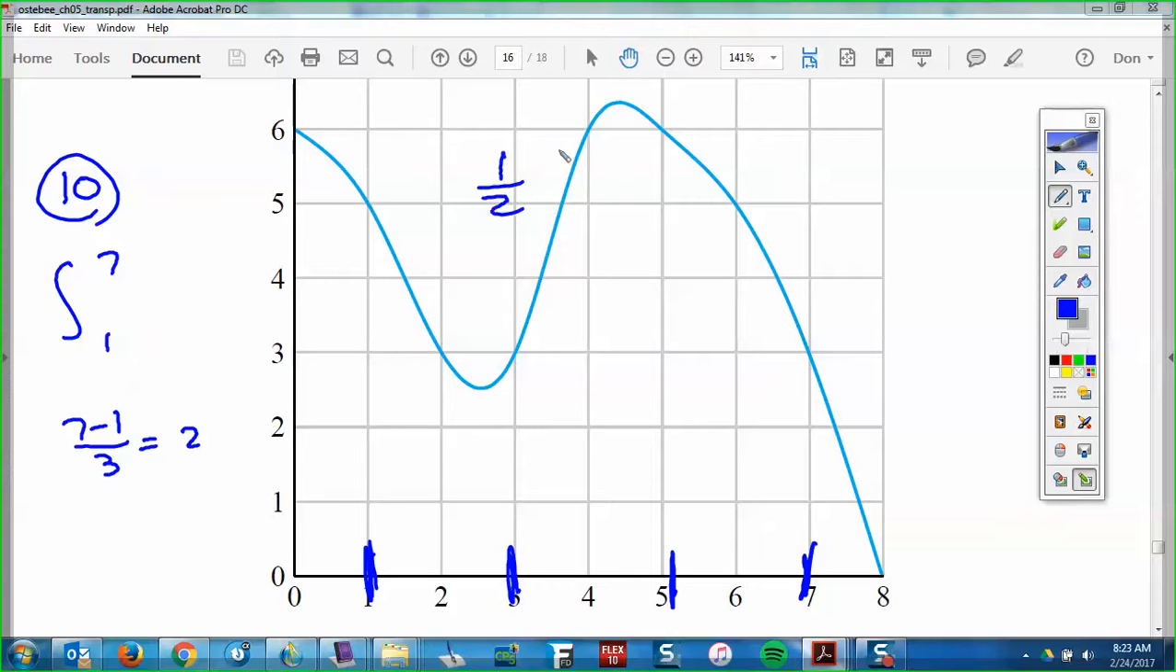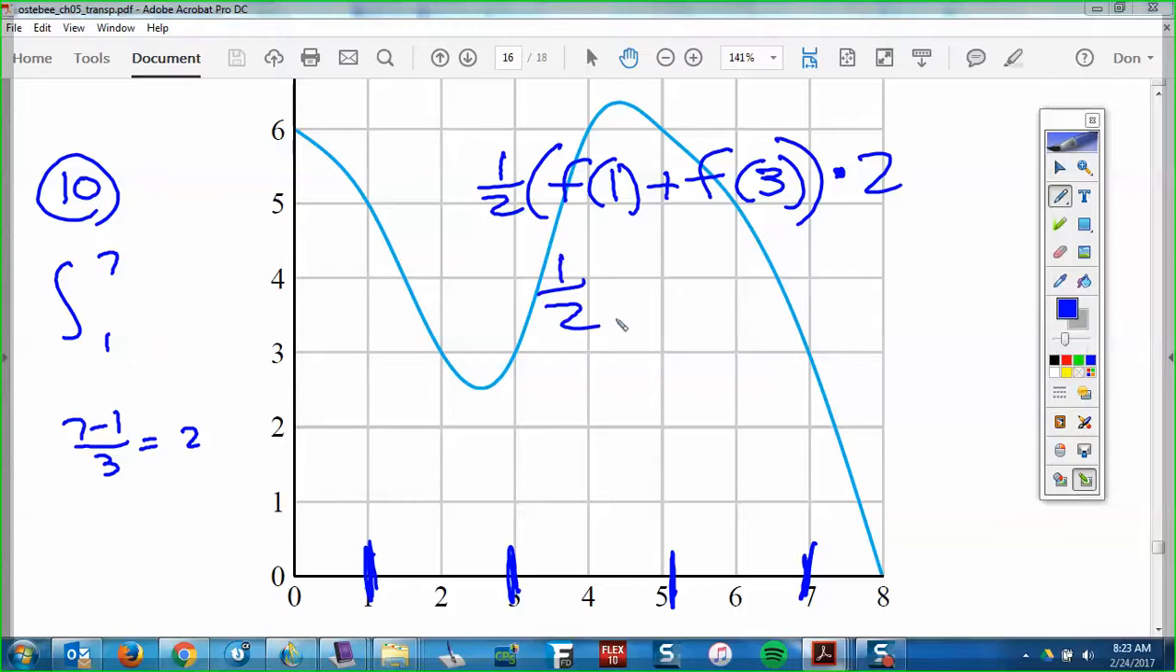So what am I going to have? I'm going to have 1/2, what's my first trapezoid? F of 1 plus F of 3, right? F of 1 will be this y value. F of 3 will be this y value, right? Those are my two bases of my trapezoid times my width, right?